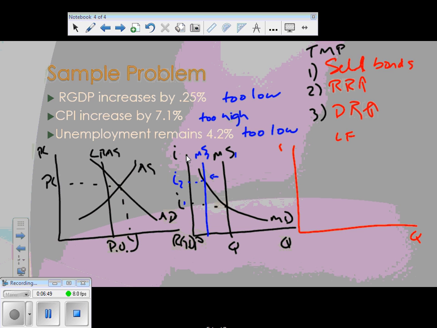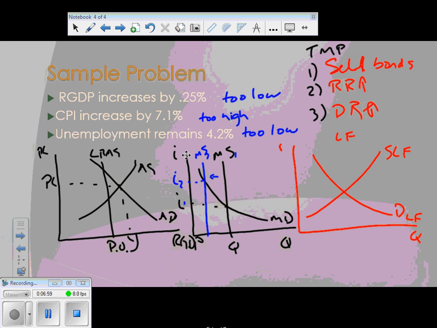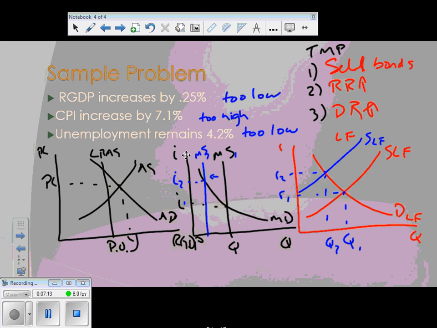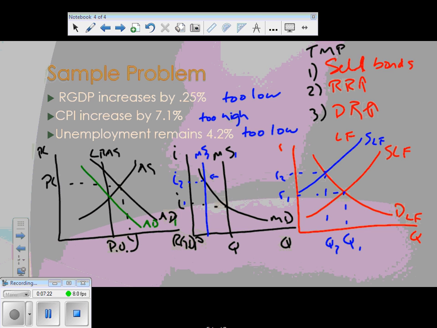Well, in this case, let's draw supply of loanable funds, demand for loanable funds, and if there's less money available, there's less money to save. So we get a decrease in the supply of loanable funds. And then interest rates rise, people don't borrow as much money, businesses don't borrow as much money, and we spend less. Less spending means aggregate demand is going to decrease.